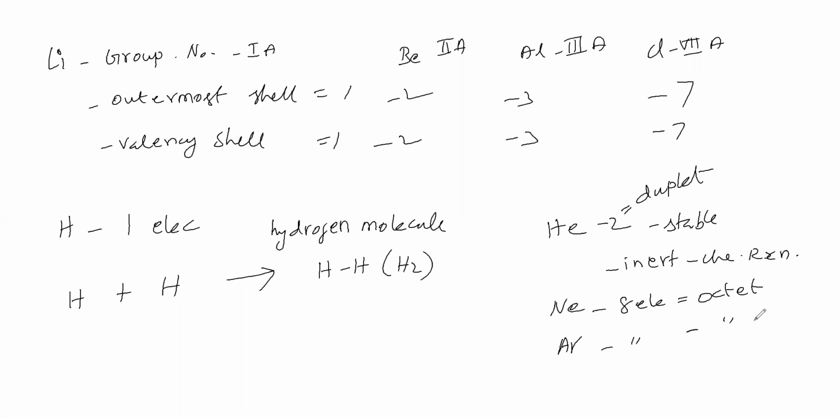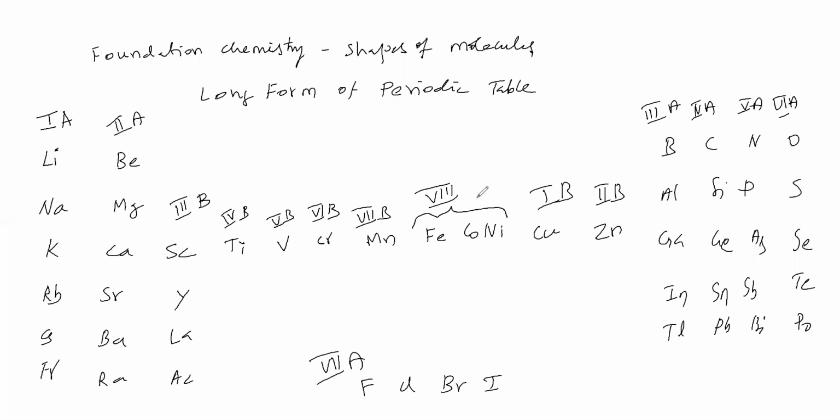If the species does not have a duplet configuration and does not have an octet configuration, then that species will go for chemical reaction. So in the periodic table, all the elements will go for chemical reaction except the last group, zero group, the noble gases, that is inert gases, which will not go for chemical reaction. So far 118 elements are discovered, and in those 118 elements, seven elements come under noble gases.